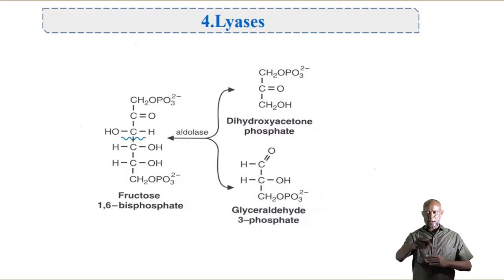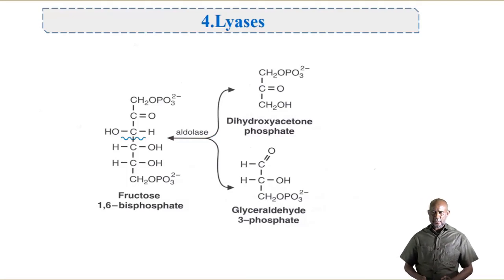Do you see the picture? If you look, fructose 1,6-bisphosphate is just divided at the middle into dihydroxyacetone phosphate and glyceraldehyde 3-phosphate. That is the reaction which is catalyzed by lyases.